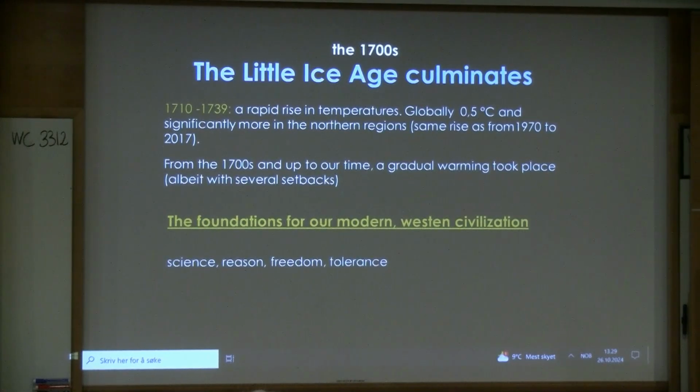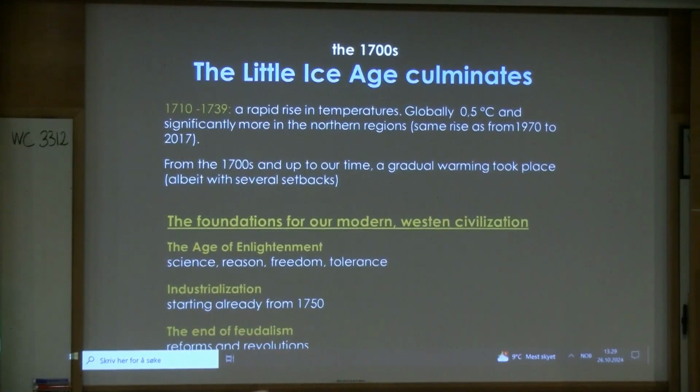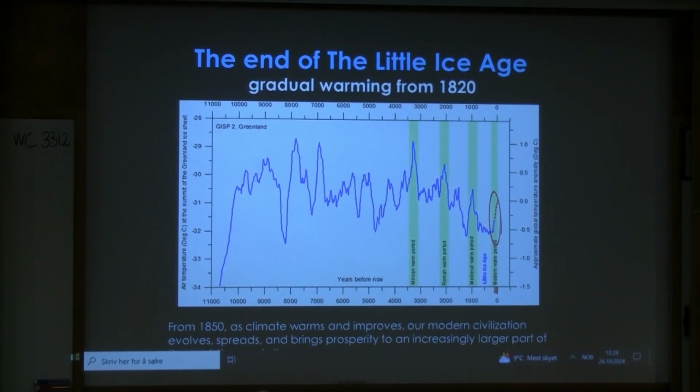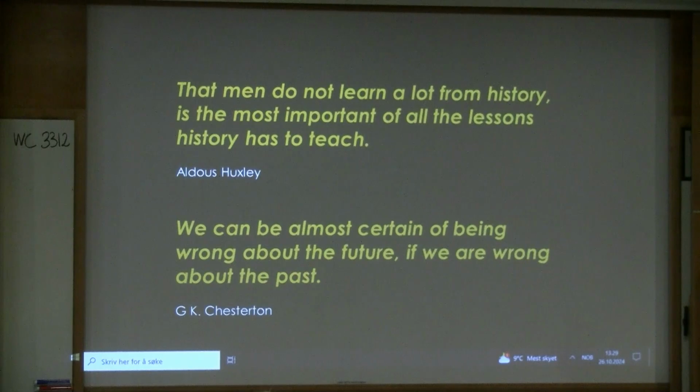And maybe it was again then not by accident that a new age of enlightenment started, an age of science, reason, freedom and tolerance, with industrialization and the end of feudalism and reforms and also revolutions. We can perhaps say that during the 1700s the foundations for our modern civilizations were laid. From the 1820s, the Little Ice Age finally ends. And I'm now coming to the end of the lecture.